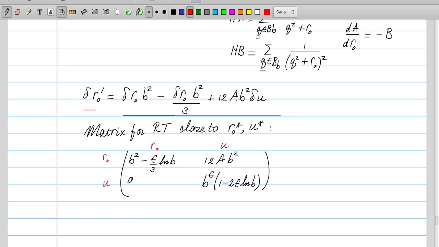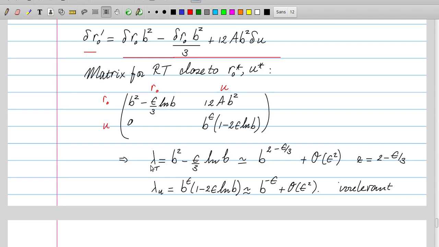This is the matrix that we obtain, and just like in the case of the Gaussian model, we can immediately read off the eigenvalues. They are these 2 elements. This upper left element and this lower right element. So let's see what they tell us.